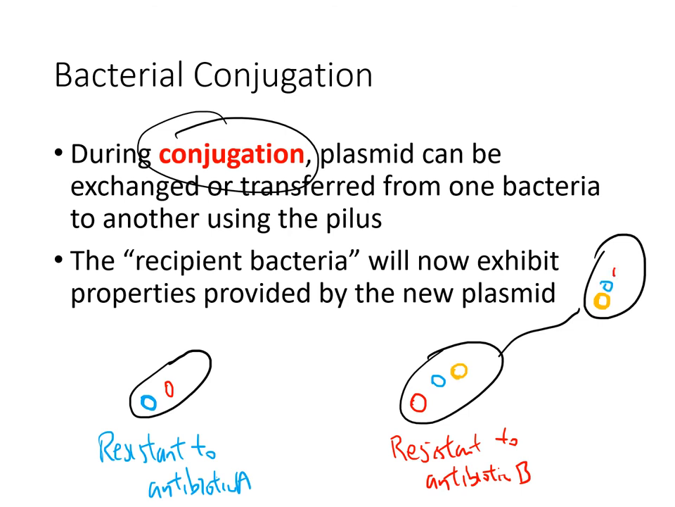In this manner, you can see very quickly a bacteria can acquire many plasmids through conjugation, ultimately creating a superbug, something that is going to be resistant to multiple antibiotics. The good news is it's hard for them to find each other because bacteria are so small. But we will learn in the next lecture that through antibiotic misuse, we are actually creating the perfect conditions for these superbugs to evolve.